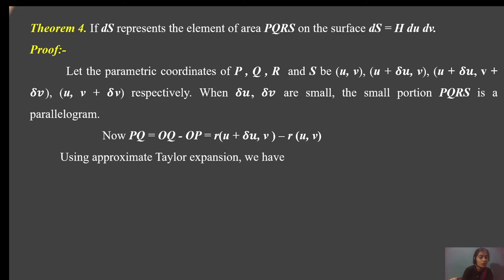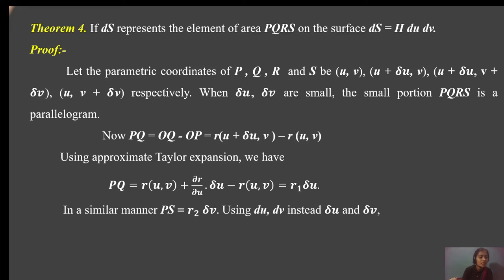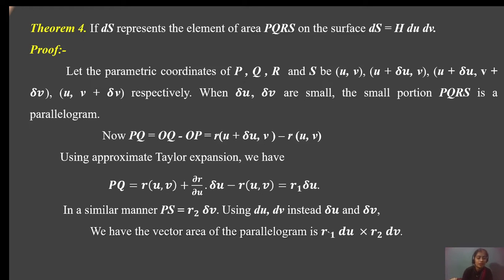Using the approximate Taylor expansion, we get PQ equals r(u, v) plus partial r over partial u into delta u minus r(u, v), that is r1 delta u. In a similar manner, PS equals r2 delta v. Using du and dv instead of delta u and delta v, the vector area of the parallelogram is r1 du cross r2 dv.